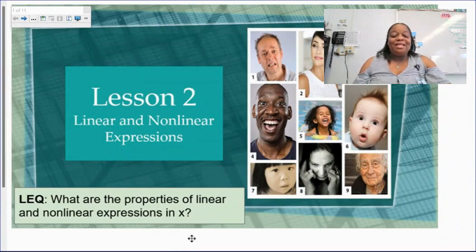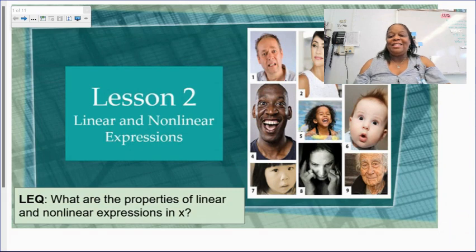Okay, so today's lesson is lesson 2, linear and nonlinear expressions. The LEQ would be, what are our properties of linear and nonlinear expressions in x? So do you know what linear is and what nonlinear is? And then what about expressions?